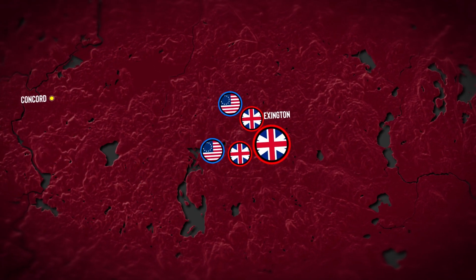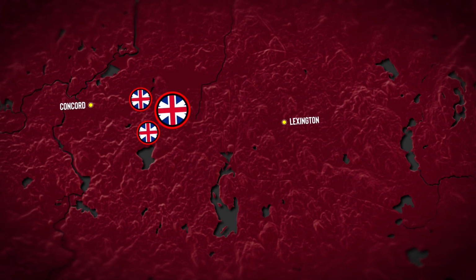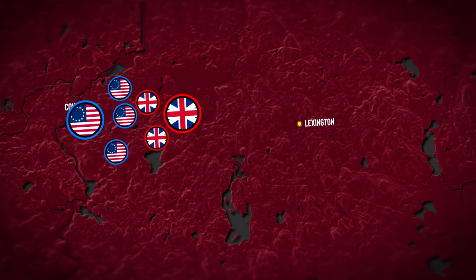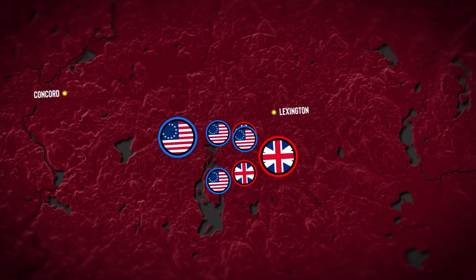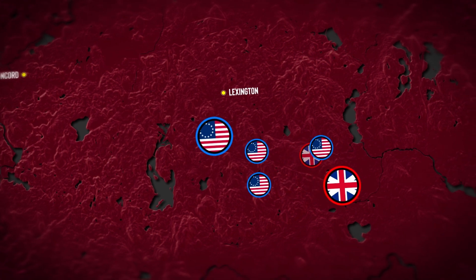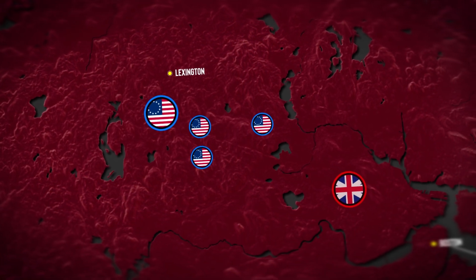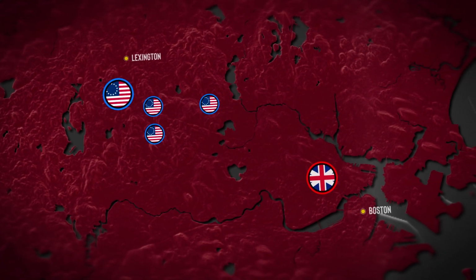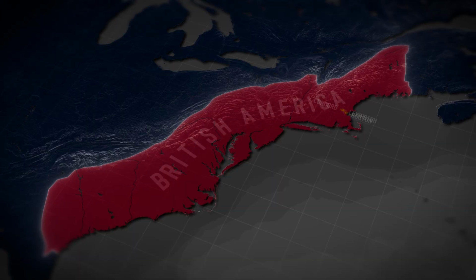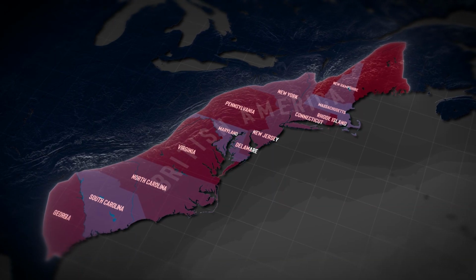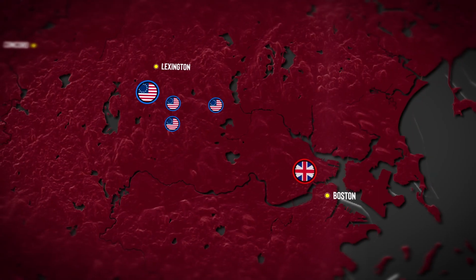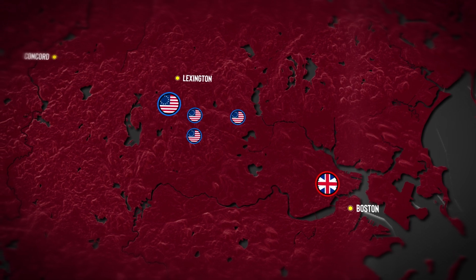The British pushed forward to Concord, where they encountered heavier resistance. As British forces retreated to Boston, colonial militias harassed them along the way, inflicting significant casualties. This skirmish ignited the American Revolutionary War, uniting the 13 colonies in their fight against British rule. Lexington and Concord symbolized the start of open rebellion, leading to the rapid escalation of the conflict.